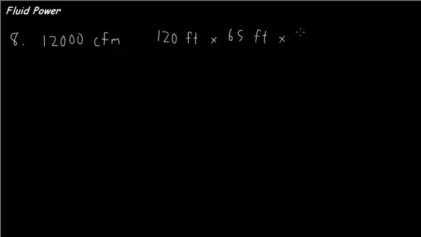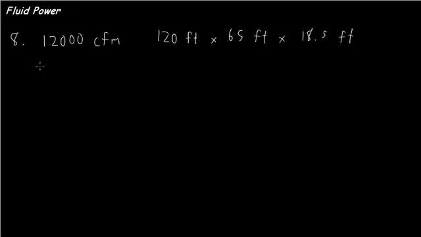Okay, next we have an air changes per hour problem. So if I have an air duct that provides 12,000 CFM to a space, and the dimensions of the room are 120 feet by 65 feet by 18.5 feet. First question, how much time is needed for an air change, a complete air change? So we want to replace this entire volume of air with new air using this flow rate.